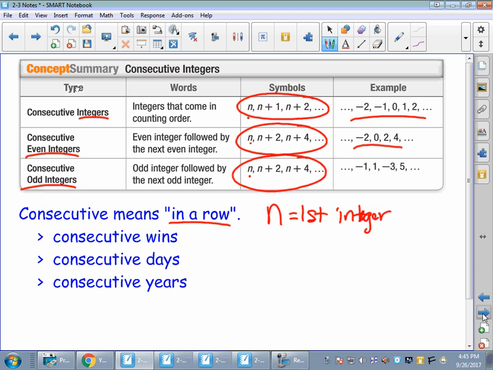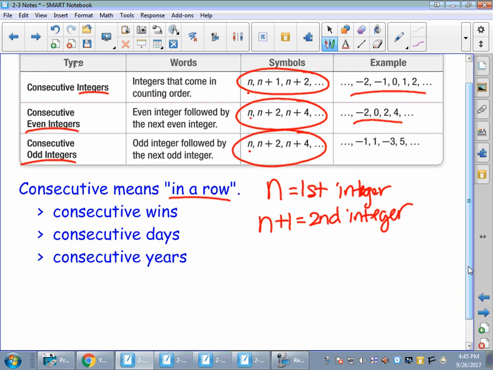Then to get to my next integer, what do we have to do to get to that next number? You add 1 to it, and that would be my second consecutive integer. If I start with 4, how do I get to 5? I add 1. If I start with 10, how do I get to 11? I add 1. Now, if you notice, for the evens and the odds, we're not going to add 1 each time because we want to skip that next number and go to the following one.